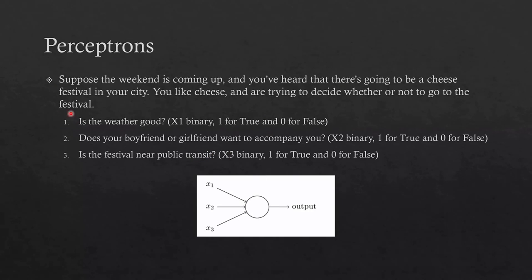Let's represent these questions as x1, x2, and x3, and they can be either true or false, so 1 or 0. And then for the weights, let's say we give a higher weight to the first question and a lower weight to the two other questions. So for question 1 we have a weight of 6, and a weight of 2 for both question 2 and question 3.